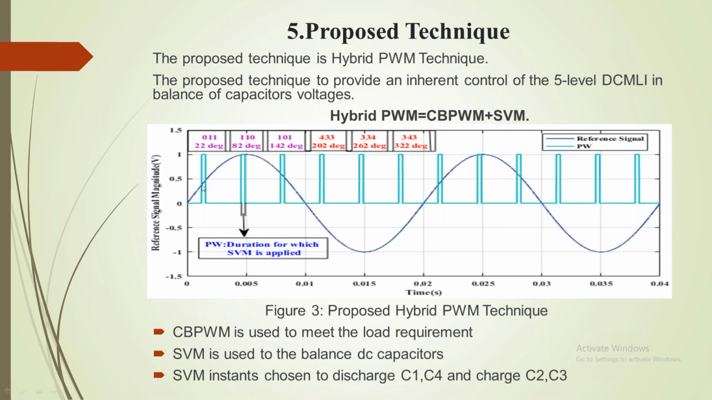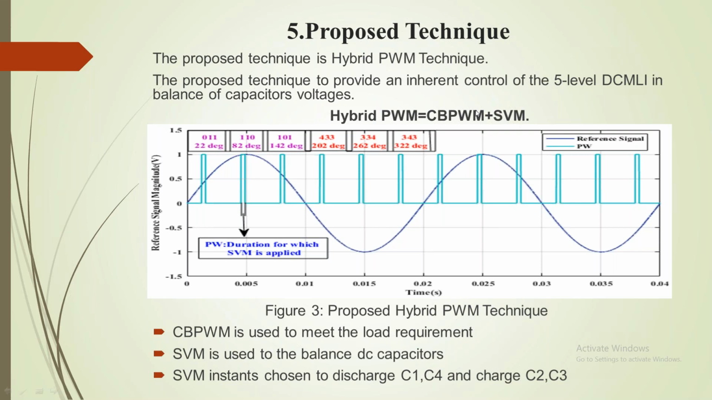We cannot apply them too many times. If we apply them more often, the load power requirements may not be met. So we have applied this 6 times in one fundamental cycle, for a very small duration of time. So the space vector is used to maintain the capacitor balance, while the sine PWM technique is used to meet the load requirements. So it is a combination of carrier-based PWM and space vector PWM.